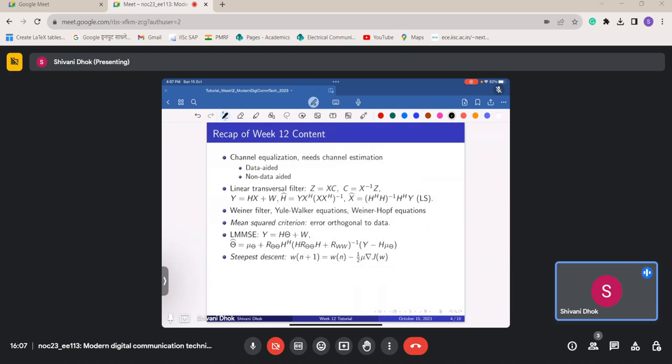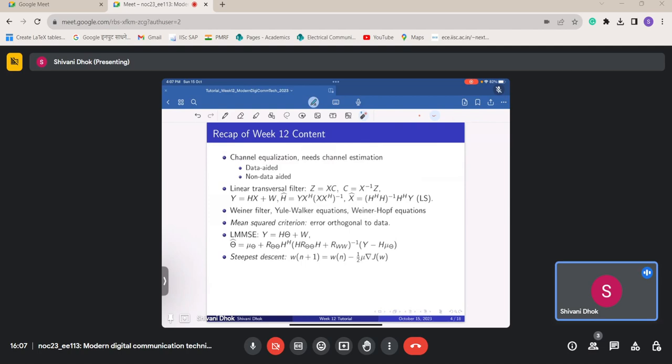This week started with channel equalization and estimation. It was said that channel equalization needs channel estimation, and this channel estimation can be based on two ways. One is data aided, another is non-data aided. This requires some additional pilot transmission so that you can estimate your channel. Then there were various ways of estimating your channel as well as estimating your data.